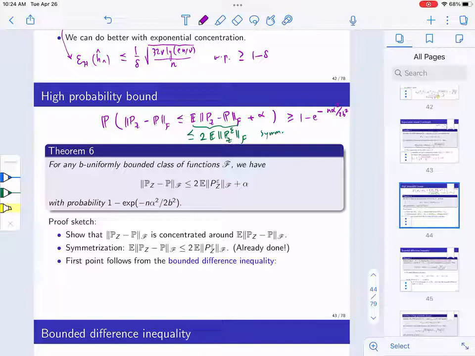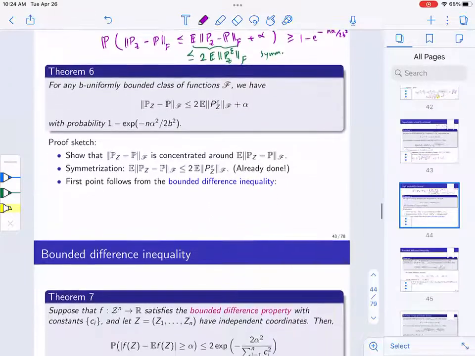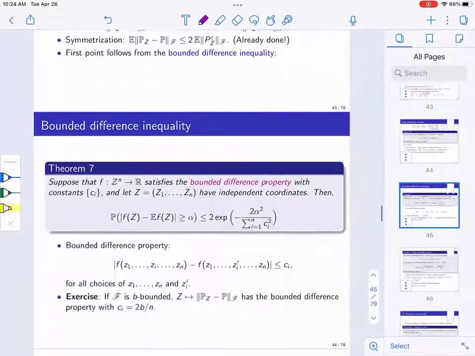Have you guys seen bounded difference? No. Online people, have you seen the bounded difference inequality? I usually talk about this in 200C, so let me remind you. F satisfies the bounded difference property with constants ci. This means something like this.